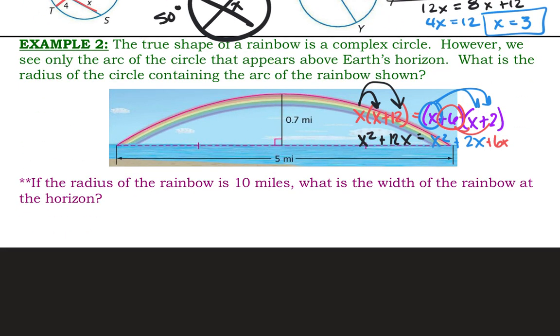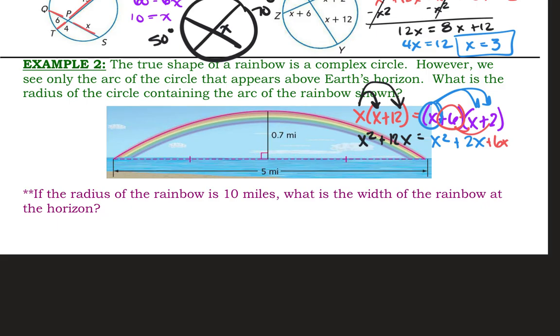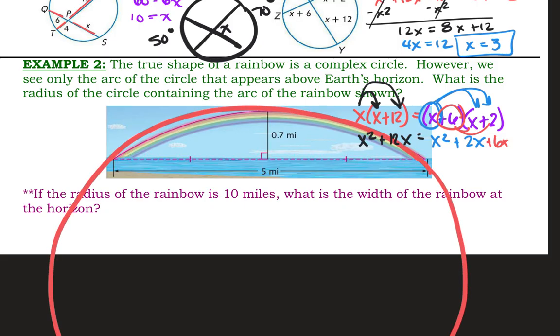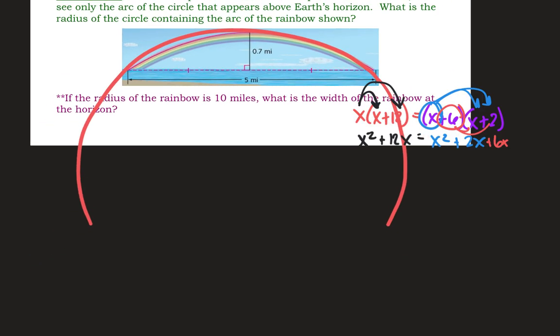All right, this one says the true shape of a rainbow is a complete circle. However, we only see the arc of a circle when it appears above the Earth's horizon. What's the radius of the circle? What this is, and this usually gets the kids, is just a circle, but they didn't finish the circle. So I want you to go ahead and finish your circle. I gave you some room on the notes at the bottom. The best that you can, okay?